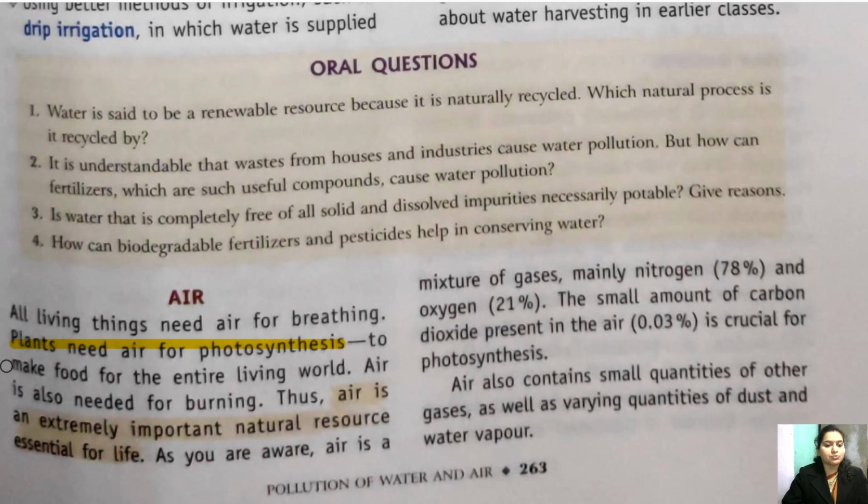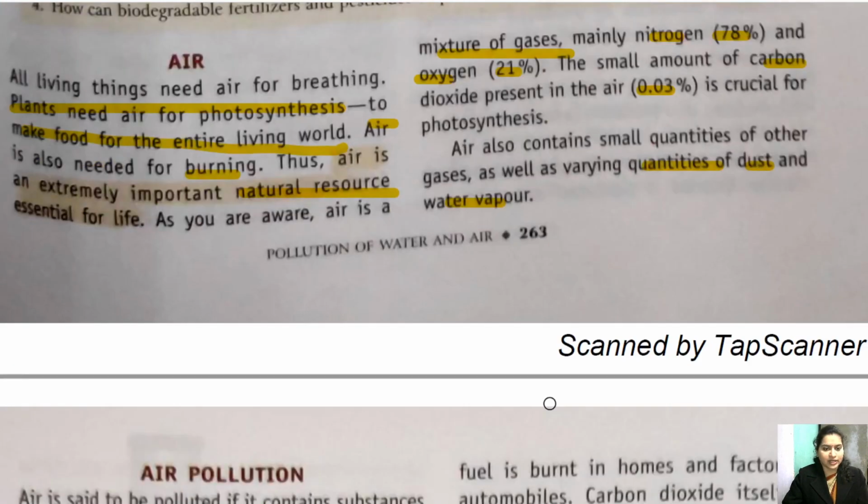To make food for the entire living world. Air is also needed for burning. Definitely. Here they are talking about oxygen, because for combustion we require oxygen. Thus air is an extremely important natural resource essential for life. As you are aware, air is a mixture of gases, right? Air is a mixture of which gases? Nitrogen 78%, oxygen 21%, carbon dioxide 0.03%, and certain other gases. It also has a small amount of dust and water vapor. So this we are clear with.